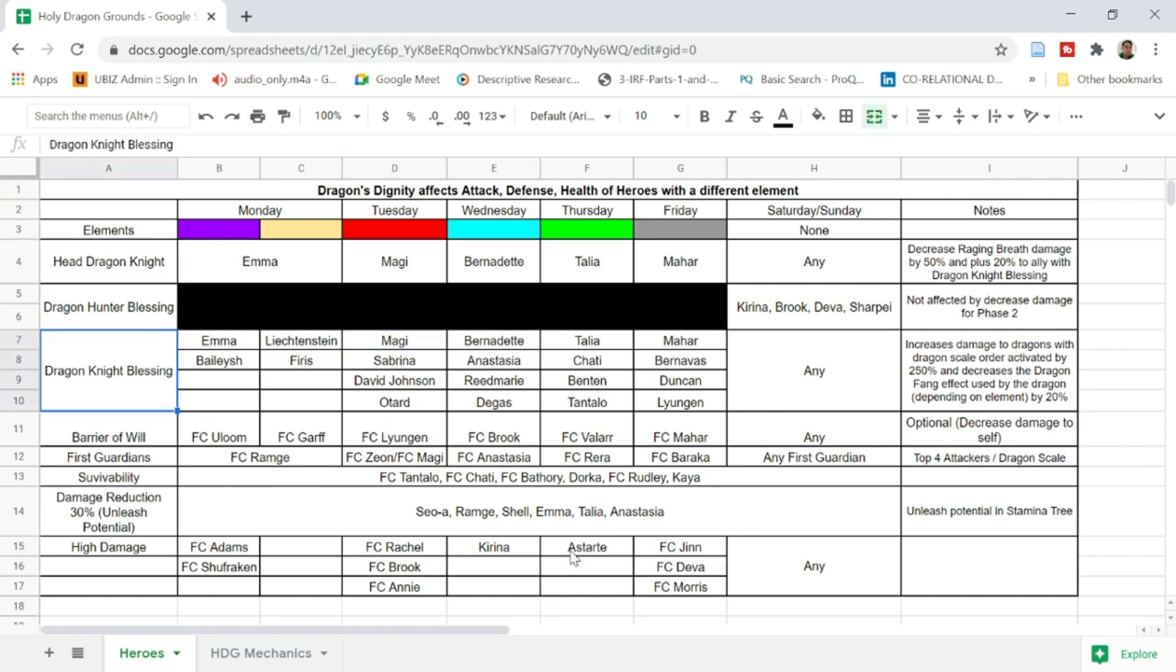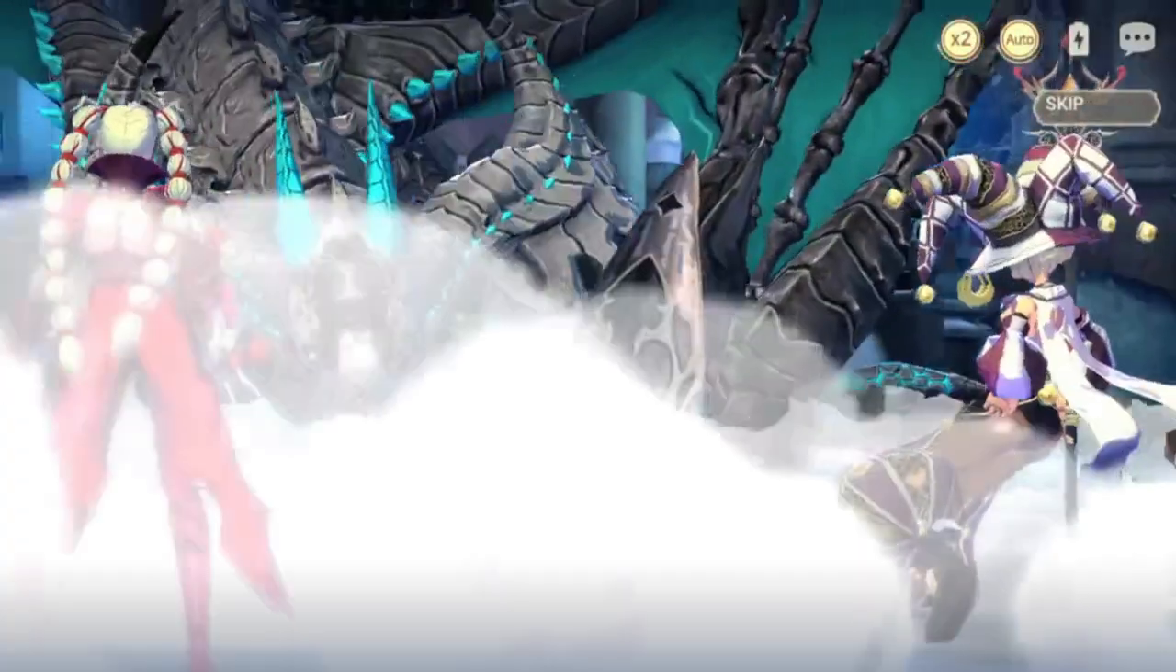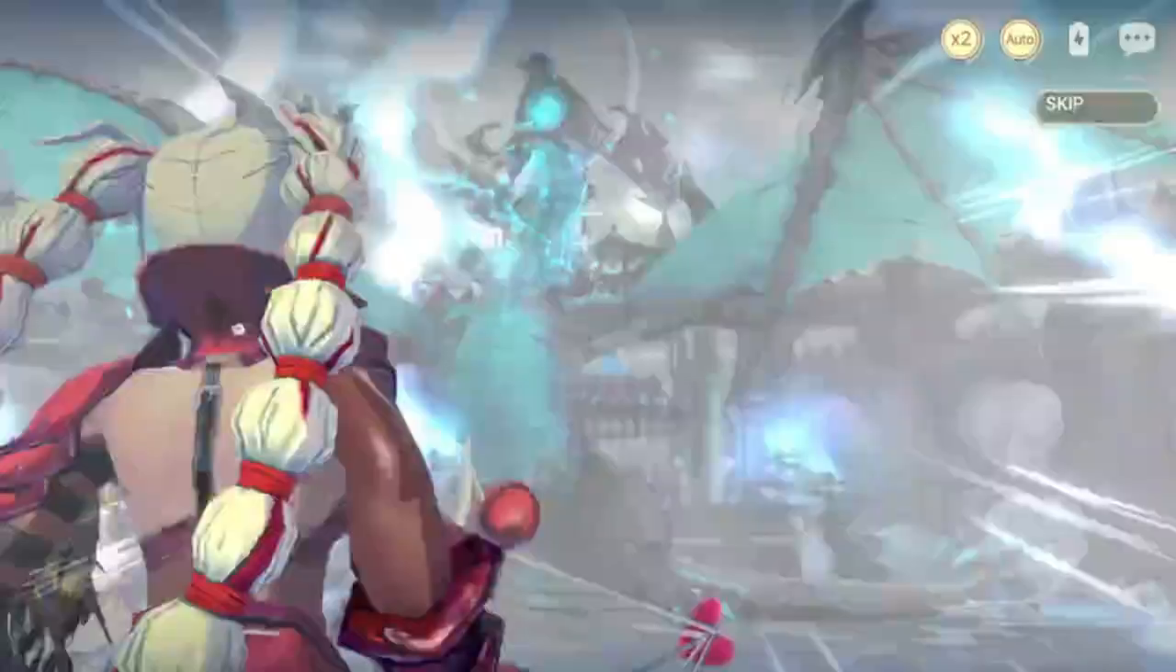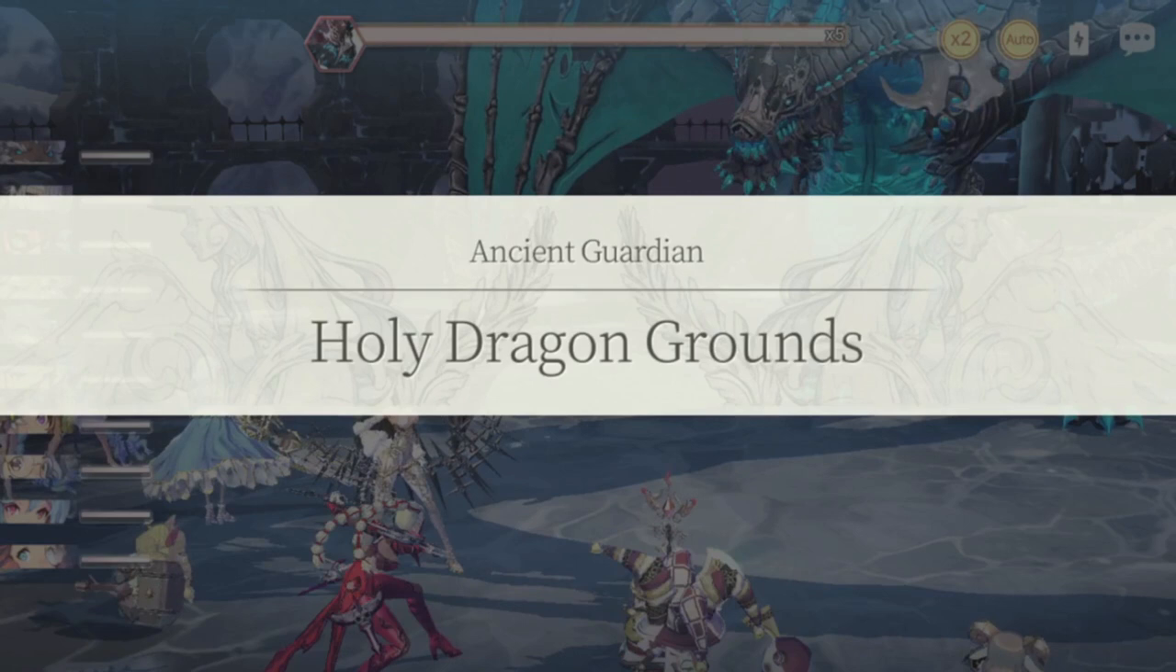And if you don't have enough, you could actually bring in fillers already, starting with survivability, damage reduction, and high damage heroes. Let's talk more about the dragon's turns and speed, and also about your team.